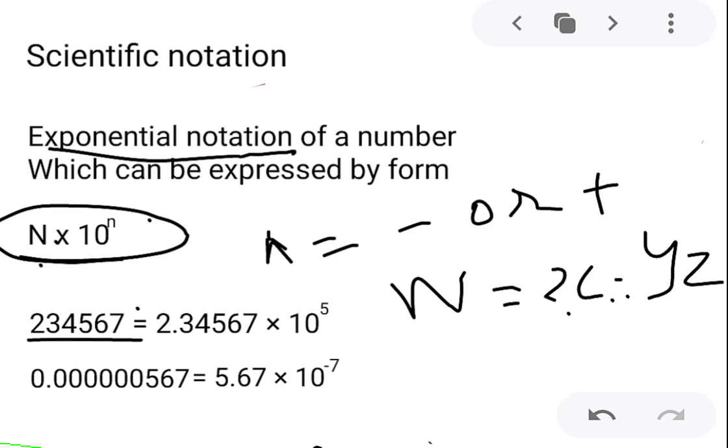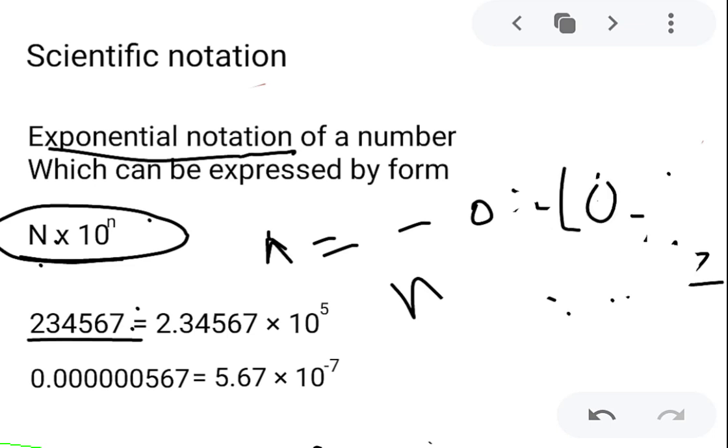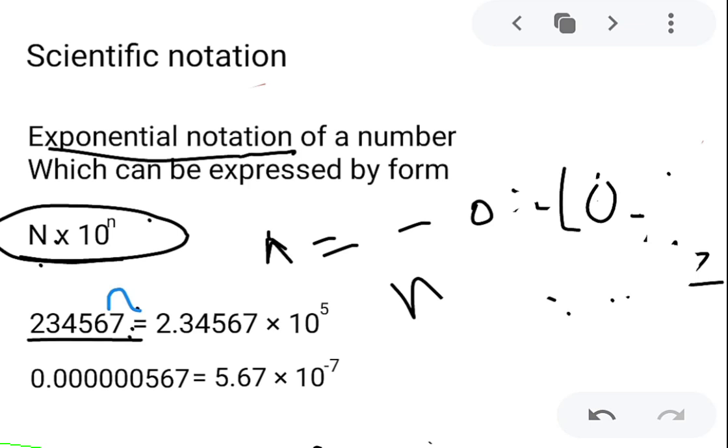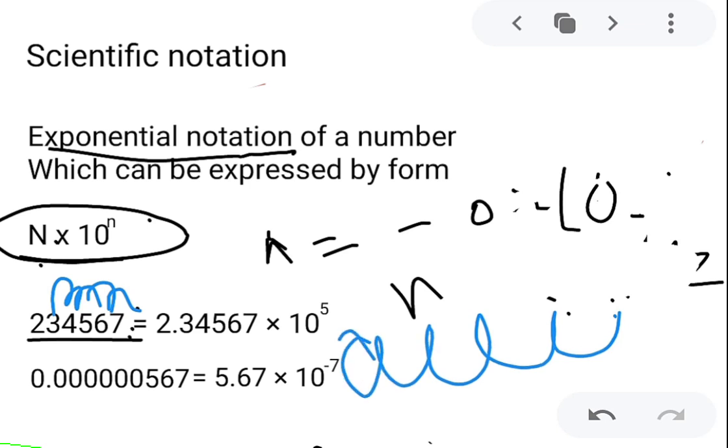For example, if I am having a digit like 10, it simply means 10 point, right? So over here the point should be there. Now let us denote it with another pen so that you can be very clear. So 1, 2, 3, 4 and 5, right? So I am shifting my point to the left side 5 times. So over here I need to write 10 raised to 5.